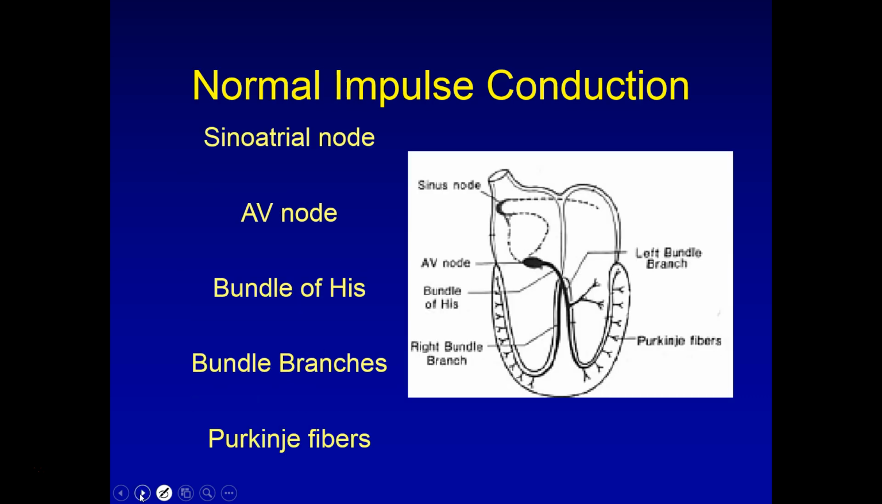So let's get started. The normal impulse conduction, the normal pathway that the electricity goes from the heart in order to make the ventricles contract, starts in the SA node, and that is located in the posterior wall of your right atrium. This is going to show you. From there, the signal is going to go to the AV node, into the bundle of His, down the bundle branches, into the Purkinje fibers.